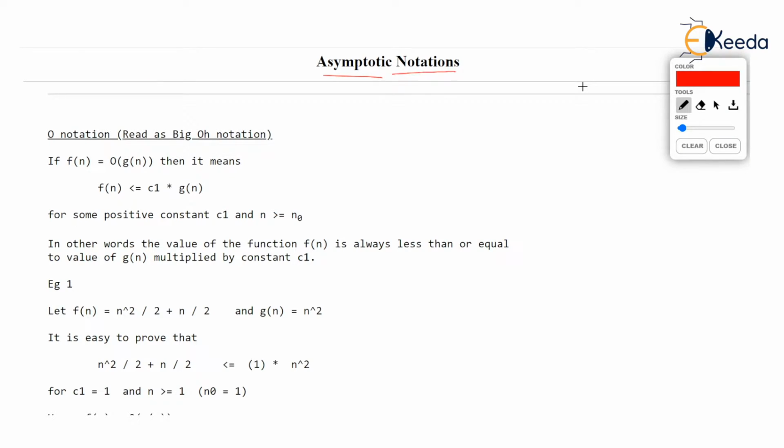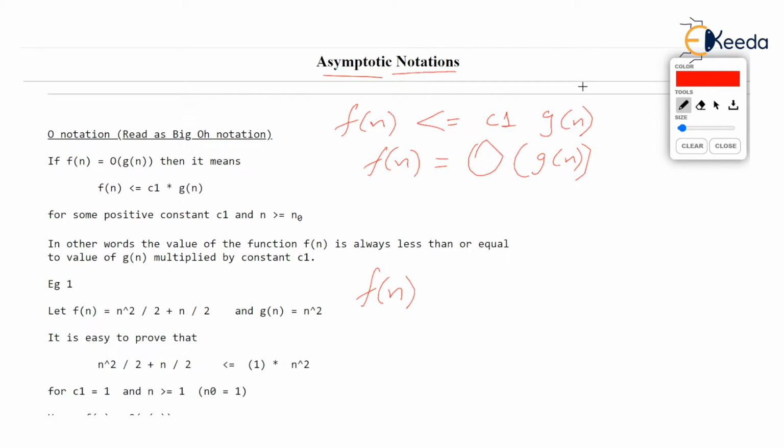In the first video, we saw if a function fn is less than or equal to another function gn multiplied with some constant, then we say fn is big O of gn. And in the second video, we saw that if a function fn is always greater than or equal to gn multiplied with some constant c1, then we say fn is omega of gn.